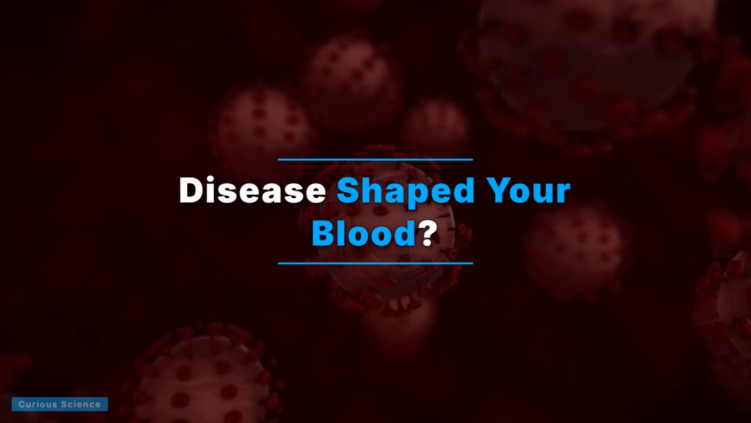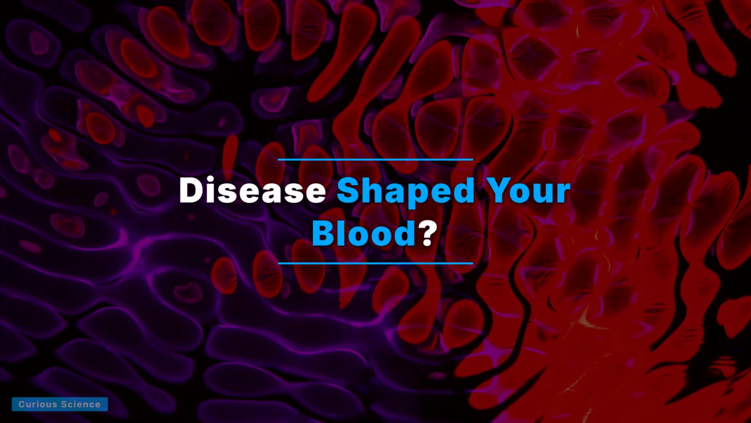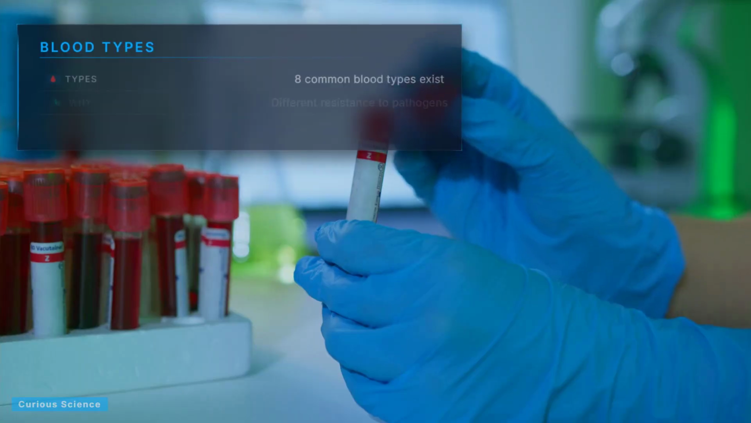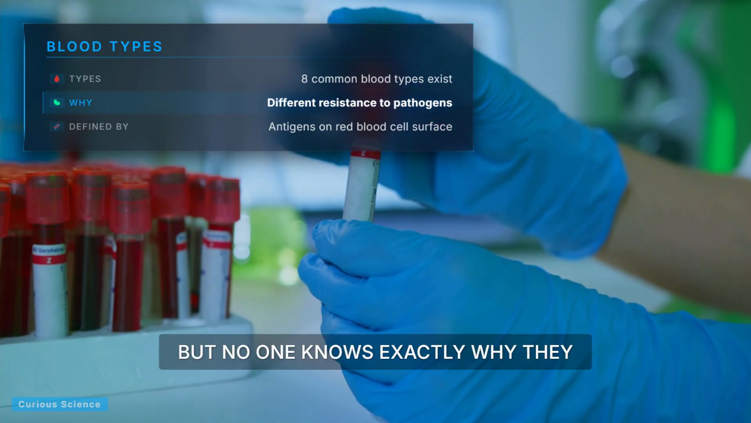Type O resists malaria. Type A fights cholera. Your blood type is an ancient survival strategy. There are 8 common blood types, but no one knows exactly why they exist.